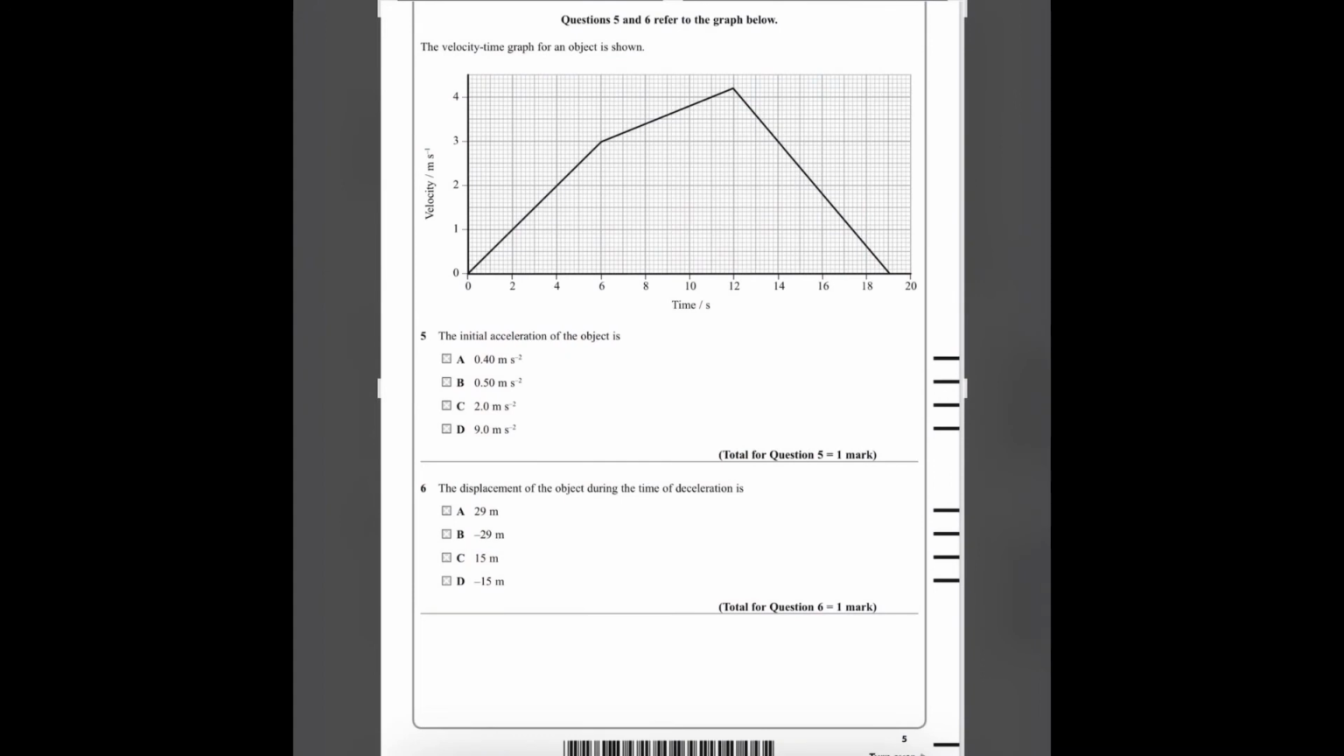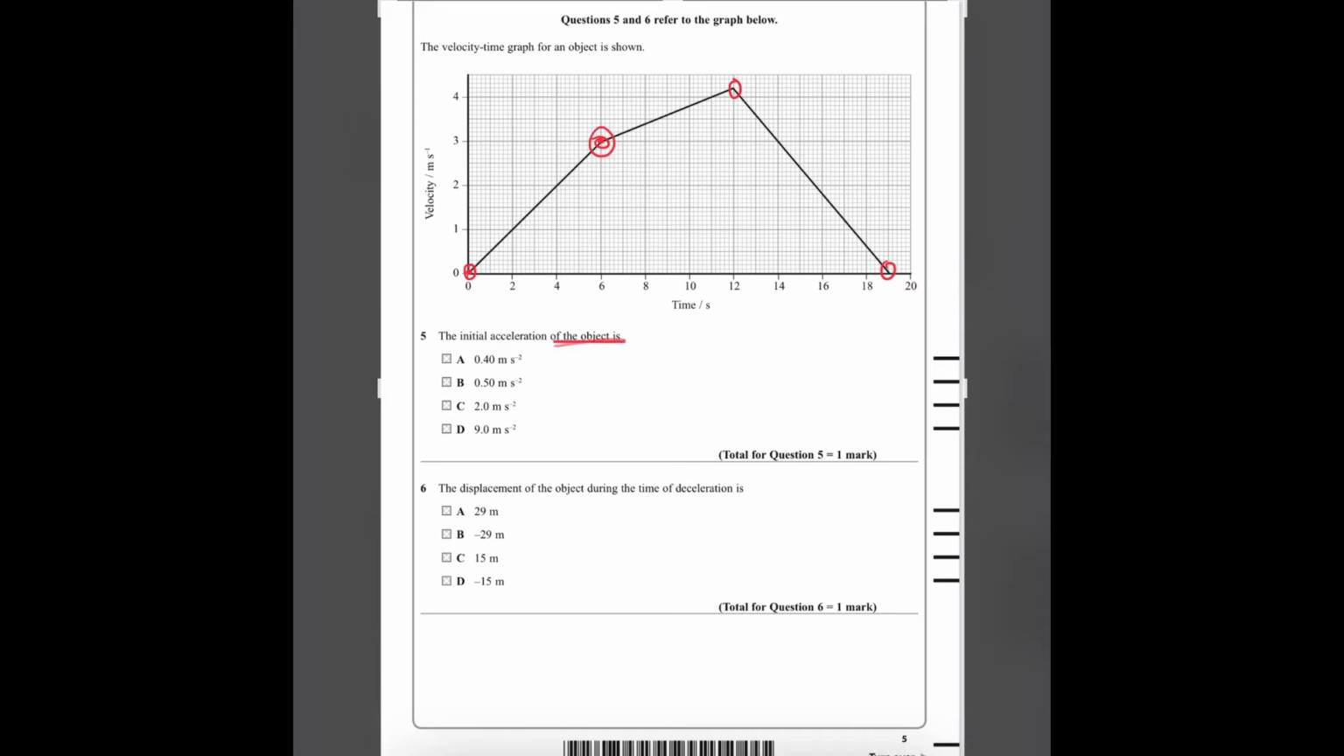So number 5, the velocity time graph of an object is shown. The velocity goes from 0 to 3 meters per second in 6 seconds, and then it accelerates again. So here we have acceleration, and here we also have acceleration, but a lower acceleration as the gradient is lower at this point, and then there is deceleration. So these are the 3 points: higher acceleration, then lower acceleration, and then deceleration.